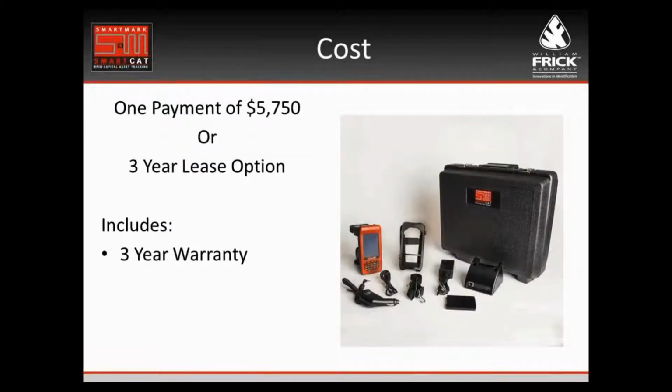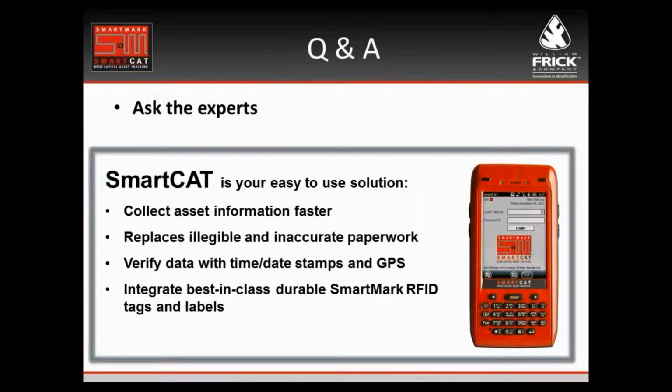So how much does it cost? It is one payment of $5,750, or you could also lease it for 3 years. So what does that all come with? Well, it comes with no licensing fees for you to mark your assets. It also comes with the reader which Suraj showed you. It's an RFID scanner, barcode scanner, and has a camera. The road-tested carrying case, a leather case, a strap, car and wall charger, a cradle, USB cord to plug it into your computer, an extra battery just in case, and a 3-year warranty.